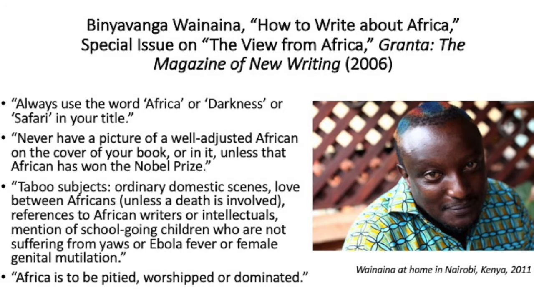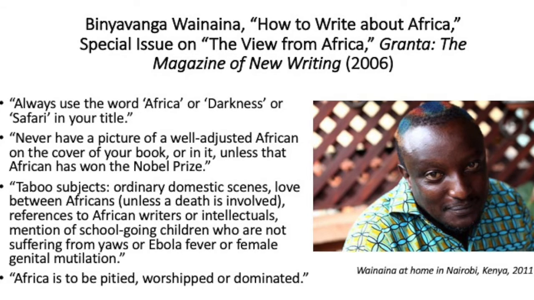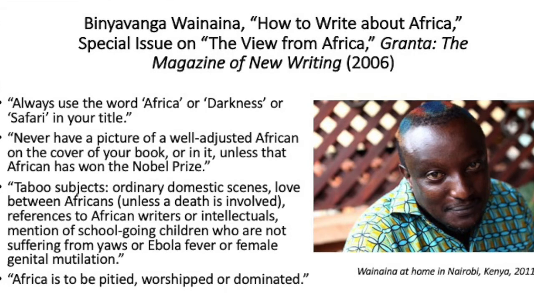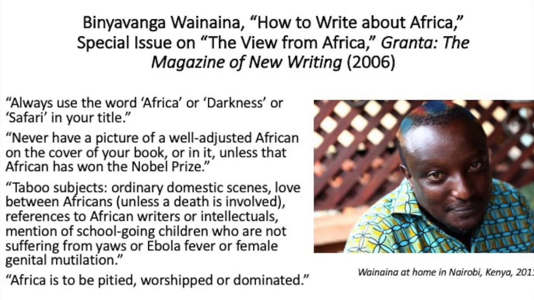And this article, spoiler alert, the title is How to Write About Africa. In fact, it is How Not to Write About Africa. It begins with the memorable line, "Always use the word Africa or darkness or safari in your title." So, beginning with this idea of, as he goes on to say later in the piece, treating Africa as if it is all one country, devoid of complexity and particularity and difference.